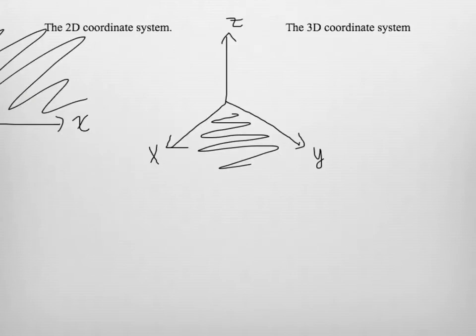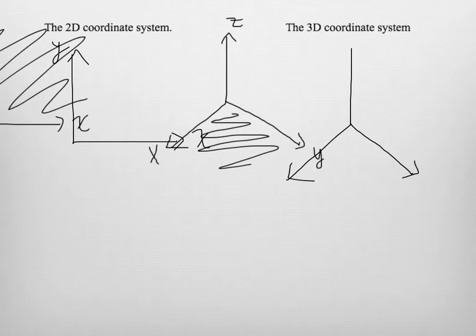So let's start with the 2D coordinate system and then extend it into the 3D coordinate system. The 2D coordinate system we're all familiar with. It has an x-axis and a y-axis, and you've learned about this since grade 6, right? Well, the 3D coordinate system is very similar to the 2D coordinate system, except we have a third axis. Okay, so notice the arrows, and this is the positive direction and that's the positive direction.